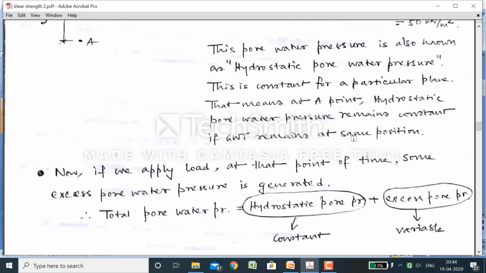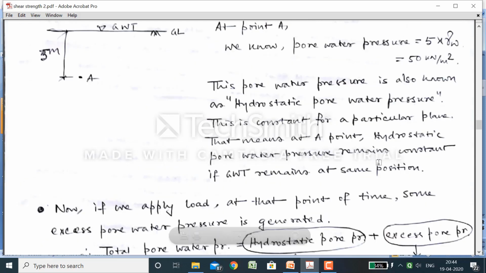Now, excess water pressure is something else. This is not the hydrostatic water pressure. Suppose we apply a vertical load on a soil sample. What will happen? Some amount of the load will be taken by the water molecules. Why? Because water is the most incompressible material of the soil sample.